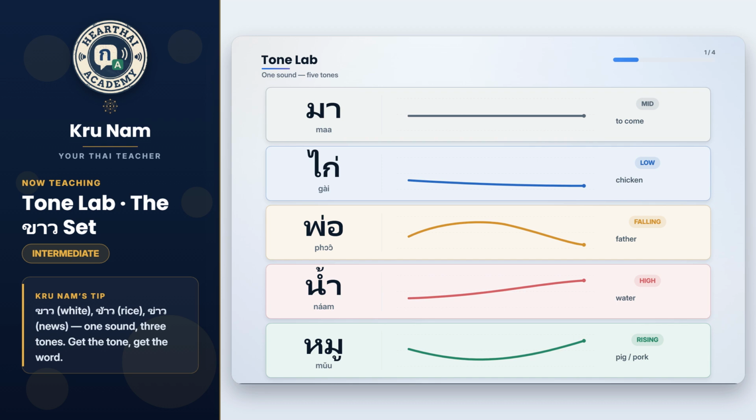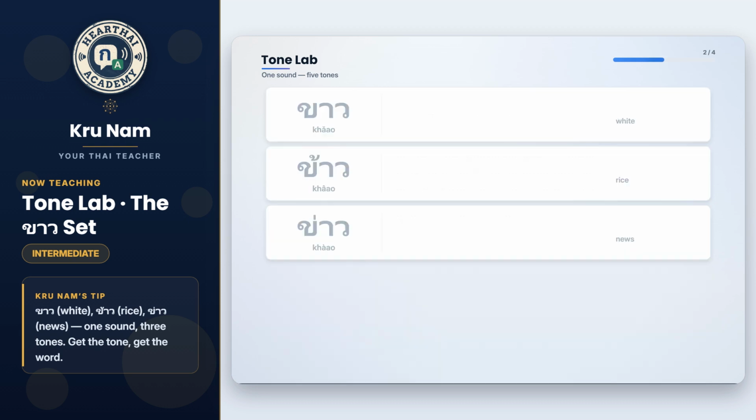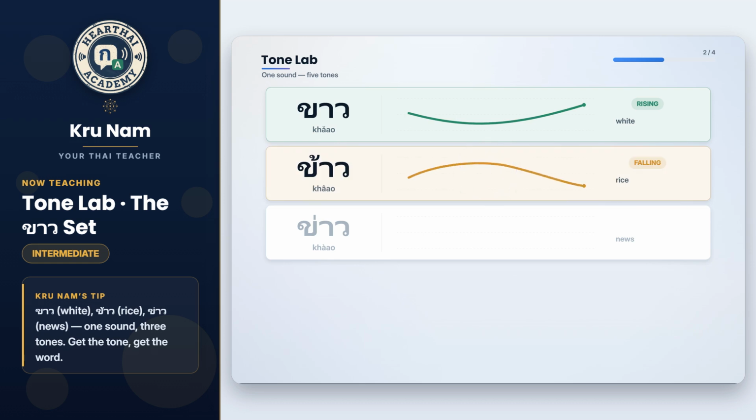Now here's where it gets real. Those 5 words all sounded different because they are different words. But what happens when the sound stays exactly the same and only the tone moves? This is the set that trips everybody up. Khao, rising, and it means white. Khao, falling, that's rice. And khao, low, flat and down low, that means the news.